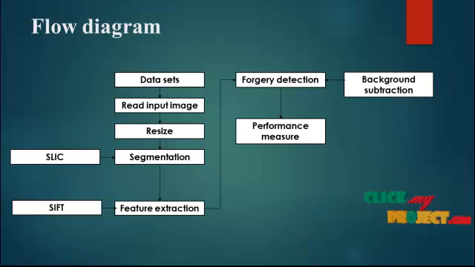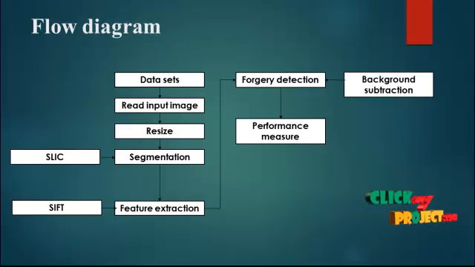The project flow diagram is the copy move forgery detection using complex datasets. Initially we are going to collect the dataset for our process. In the dataset we choose one image, and that image is going to be processed. So that is our input image. Next we have to resize our input image.